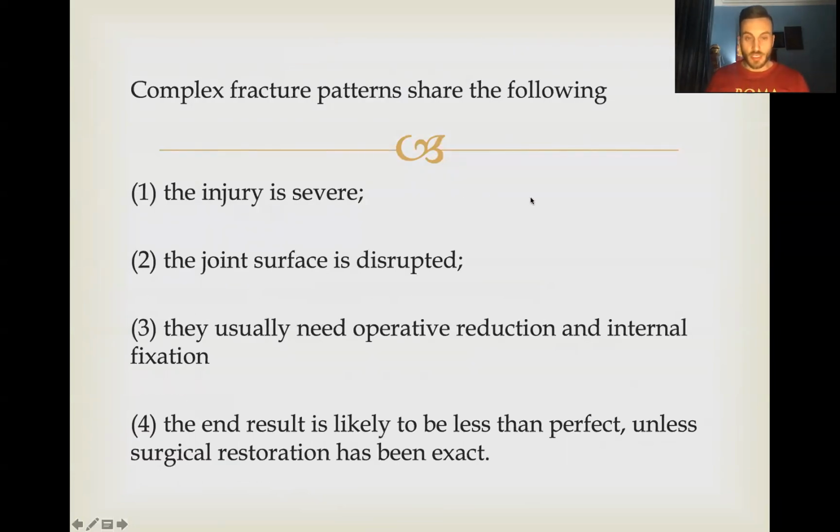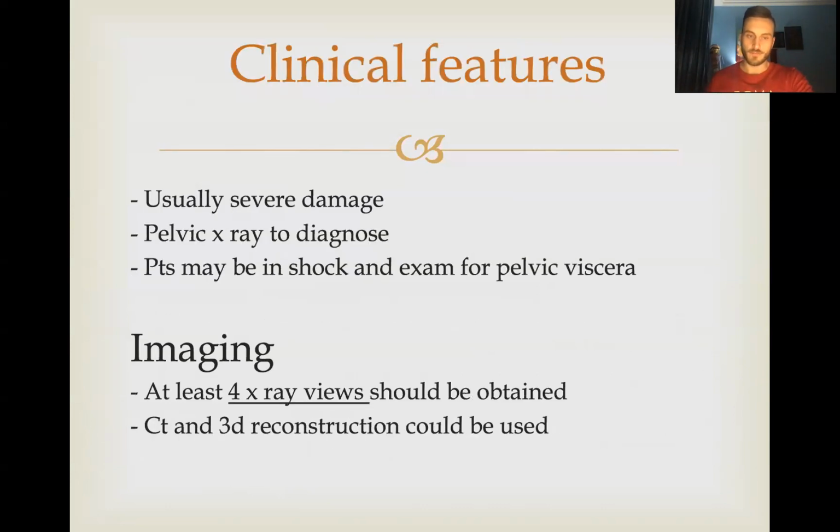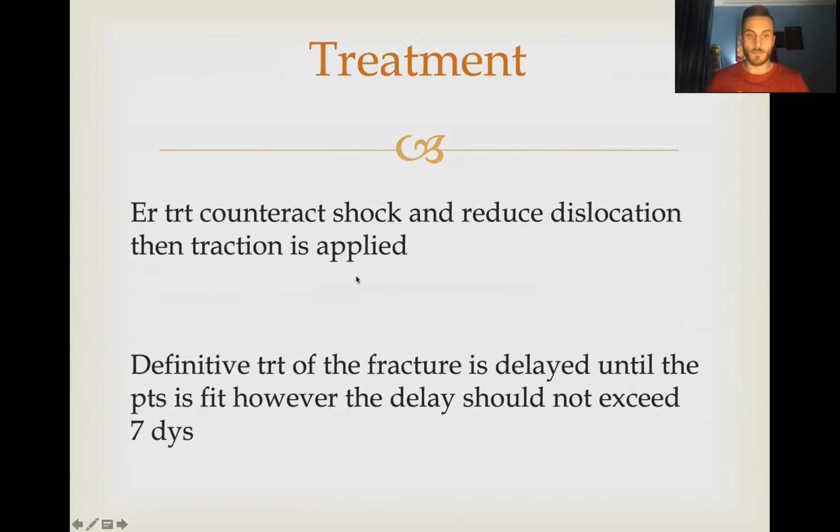Complex fracture patterns share the following: the injury is severe, the joint line is disrupted, they need anatomical reduction and rigid fixation, they need operation for sure, and they usually end with a bad outcome because of osteoarthritis. Imaging: at least 4 X-ray views, anterior, posterior, you could use internal or external, inlet or outlet view, iliac view, obturator view. It depends on what you want to see, and finally CT 3D reconstruction.